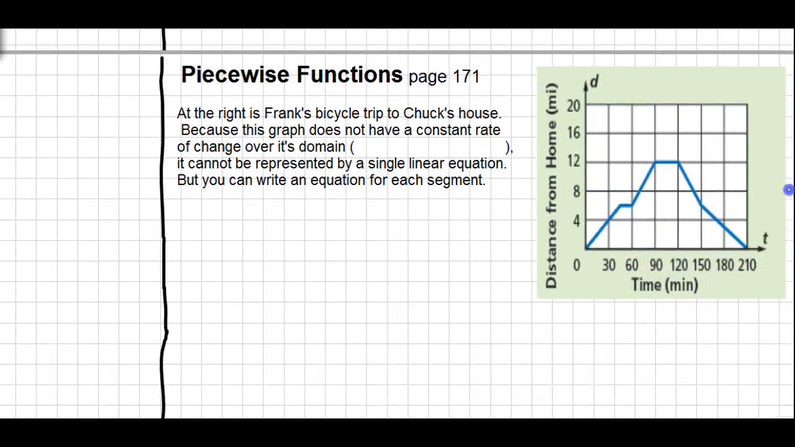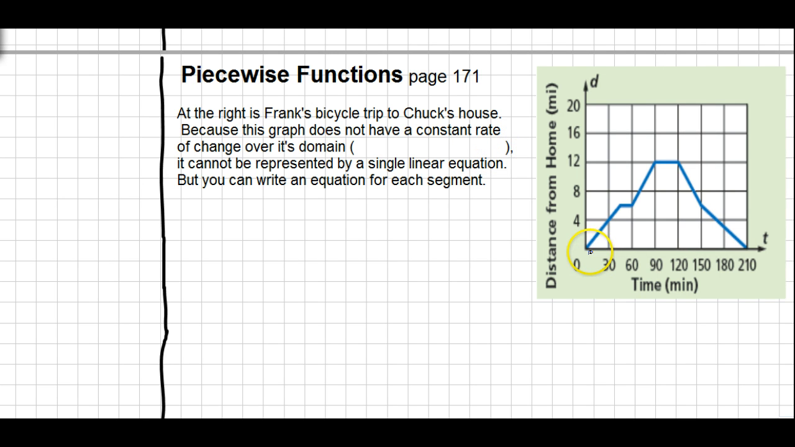The last topic for today is on piecewise functions, and I believe this graph was taken out of the textbook, page 171. At the right is Frank's bicycle trip to Chuck's house. Because this graph does not have a constant rate of change over its domain, it cannot be represented by a single linear equation. But it is possible to write several equations for each segment. The domain here is missing, so let's go ahead and fill that in.